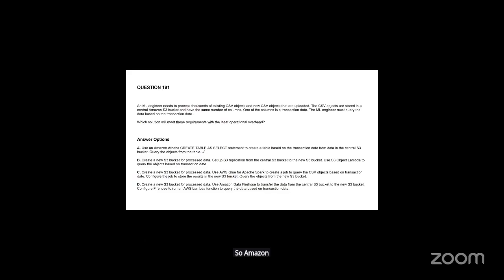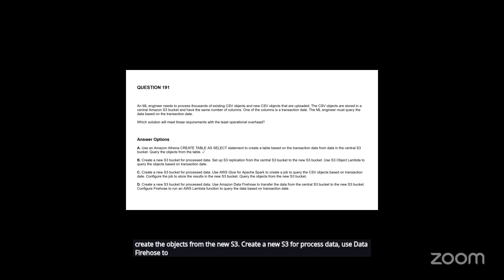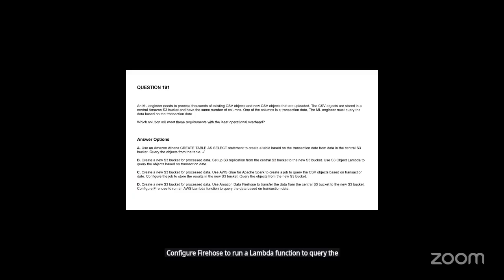So Amazon Athena, create table, and create the table based off this, query the objects from the table. Create a new S3 for process data, set up S3 replication, use S3 Object Lambda to query. Create a new S3 for process data, use Glue for Apache Spark to create a job to query the CSV based on transaction date. Configure the job to store results in a new S3. Create the objects from the new S3. Create a new S3 for process data. Use Data Firehose to transfer the data from central S3 to the new S3. Configure Firehose to run a Lambda function to query the data based on the date.